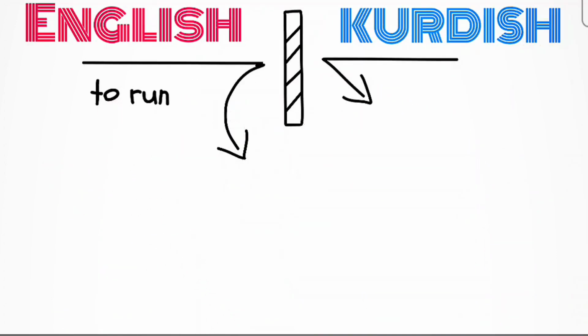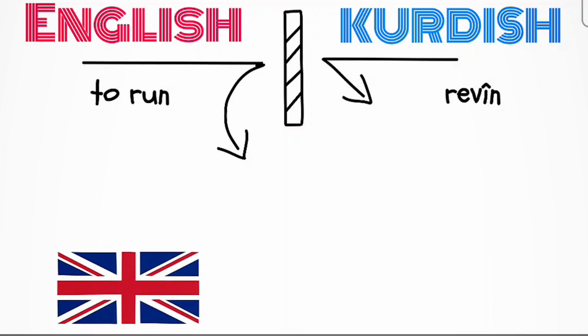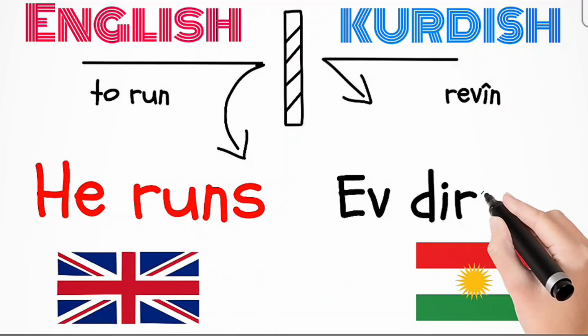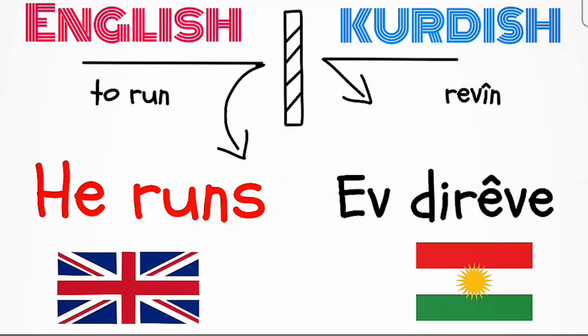Learn English and Kurdish. Another verb is to run. Ravin. Ravandin. He runs in English. Ev dreve in Kurdish. Ev dreve. He runs.